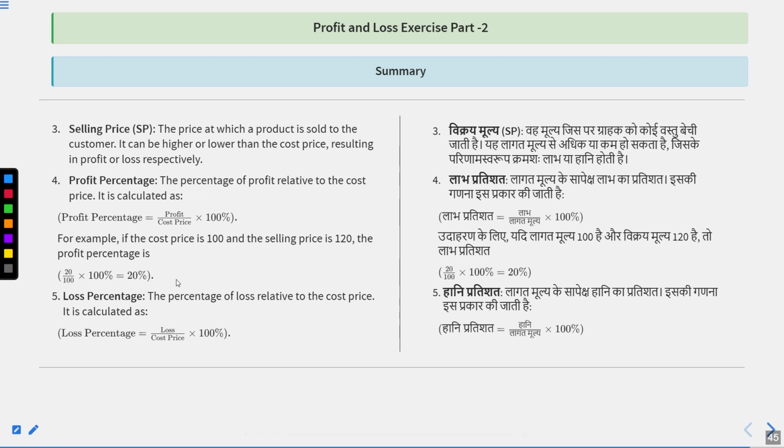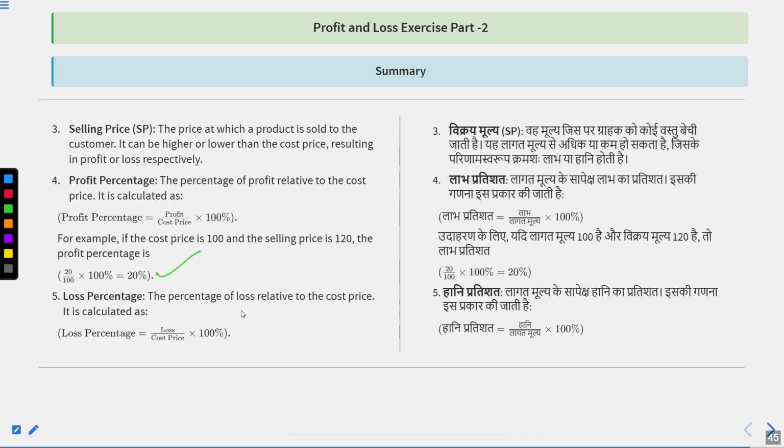Profit percent, the percentage of profit relative to the cost price. It is calculated as profit upon cost price multiplying by 100. For example, if the cost price is 100 and the selling price is 120, then the profit percent is 20 upon 100 multiplying by 100, which becomes 20%.